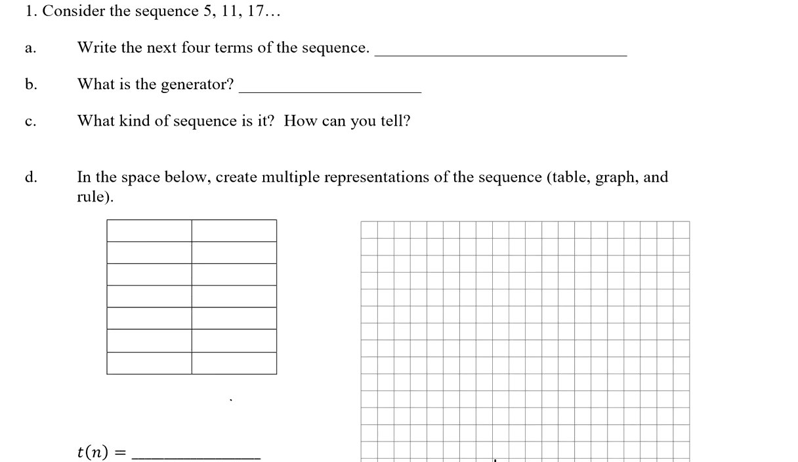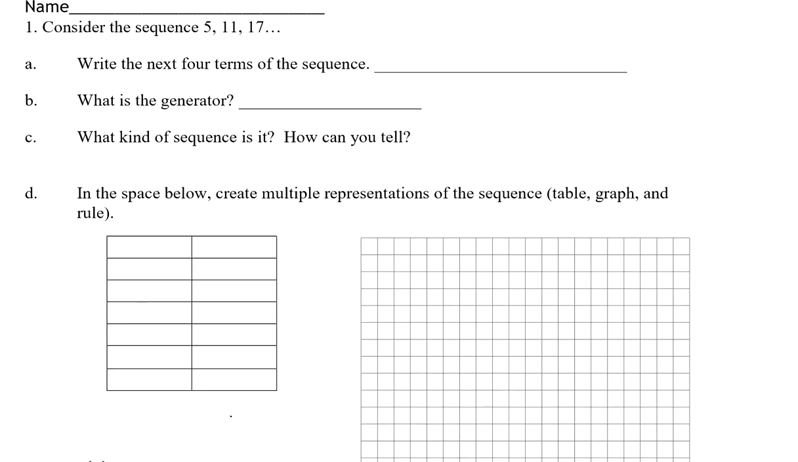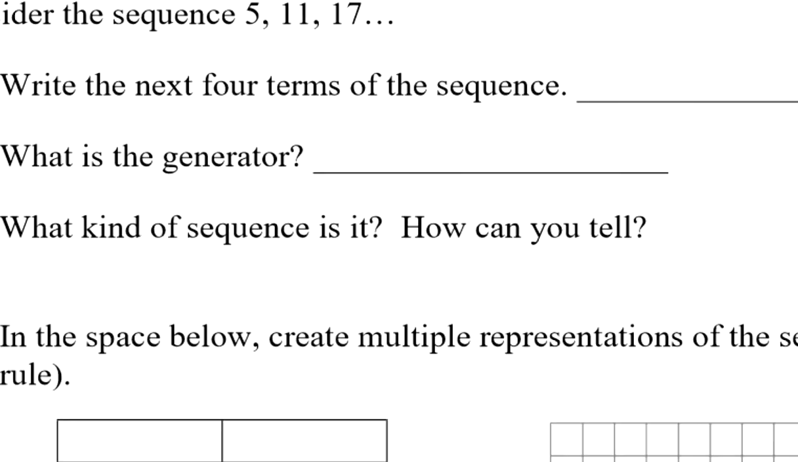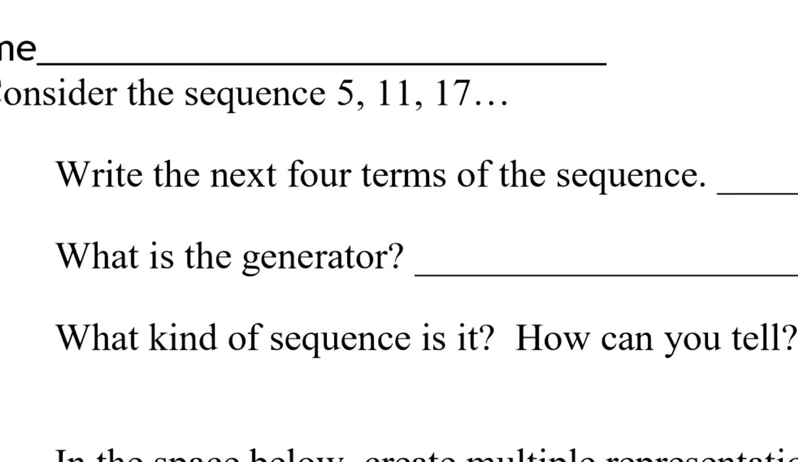It says, consider the sequence 5, 11, 17. And it asks me to write the next 4 terms in that sequence. If I consider that sequence, there's 2 kinds of sequence that we've been looking at. One of them involves repeated addition, and those are arithmetic sequences, and the other one involves repeated multiplication. Those are geometric.